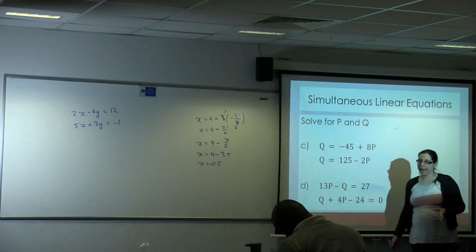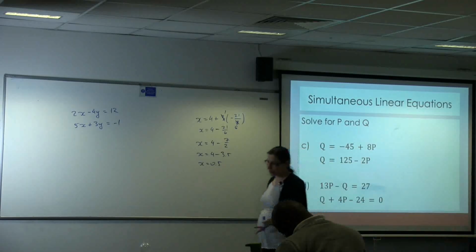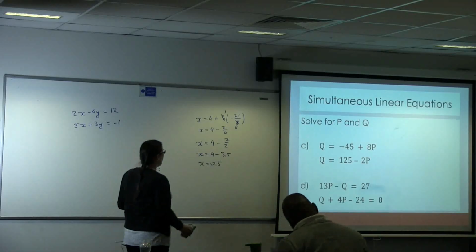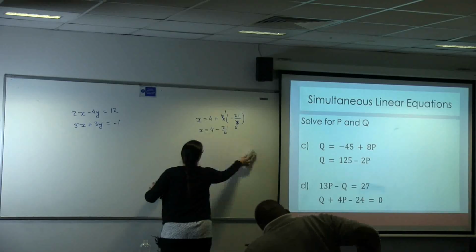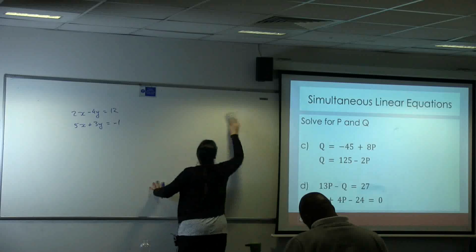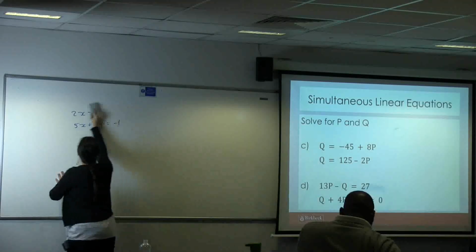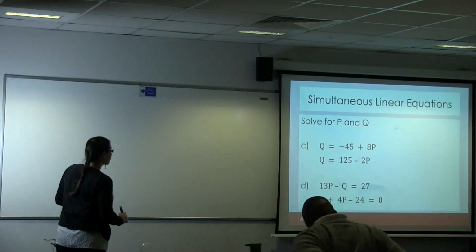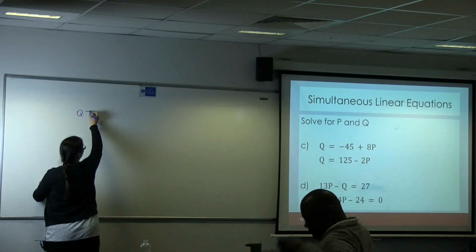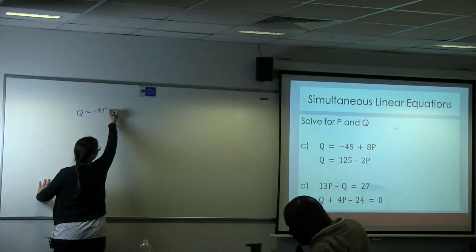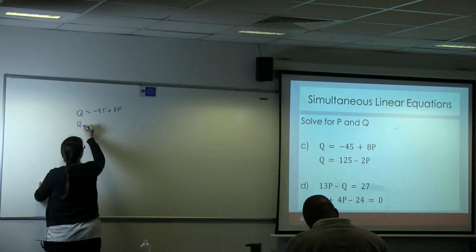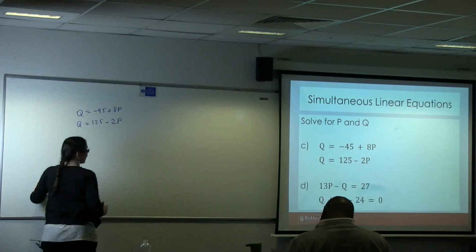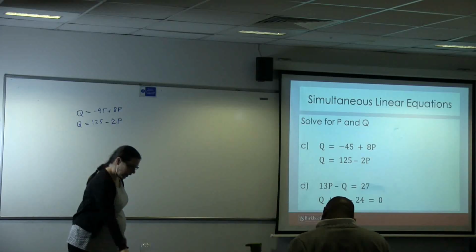Okay. Now again, if you work in economics or business or something, you probably come across these equations as prices and quantities in supply and demand analysis, for example. So I've got Q being equal to minus 45 plus 8p, and Q being equal to 125 minus 2p. That's the first equation. Now what's going on in here?